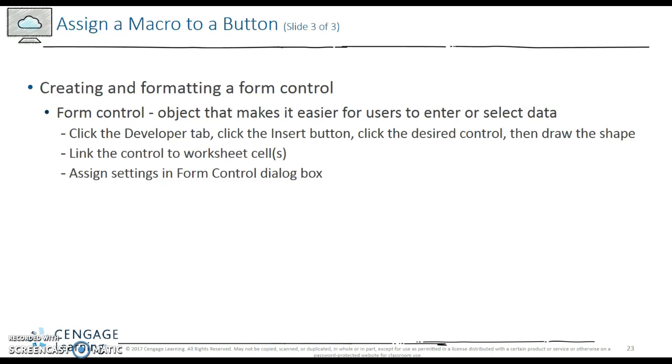You have the ability to assign a macro to that button. In order to do that, you use what's called a form control. So this would be an example of assigning it to a button. You would click on the Developer tab, click the Insert button, click the desired control, and then draw the shape. Link the control to the worksheet cells and assign settings in the Form Control dialog box. Again, this sounds really complicated, but once you do it a couple times, it will make sense.